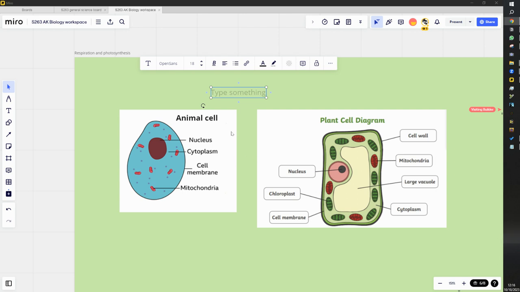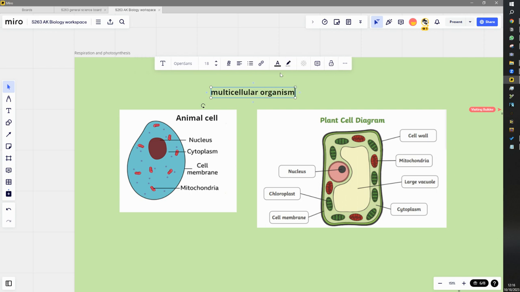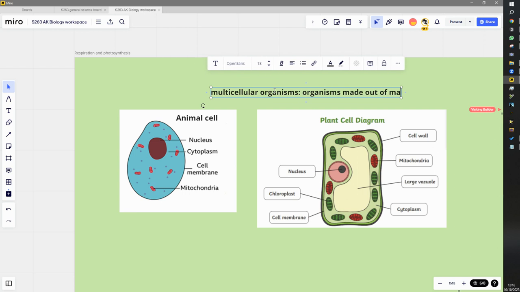So animals and plants, organisms that are made up of many cells, are what we call multicellular. Is it one L? Cellular. That probably is two L's. Cellular organisms. So an organism is just a living thing. So this is organisms made out of many cells.